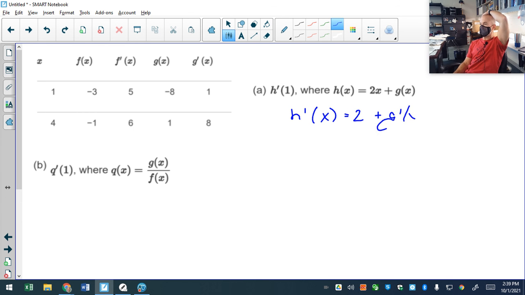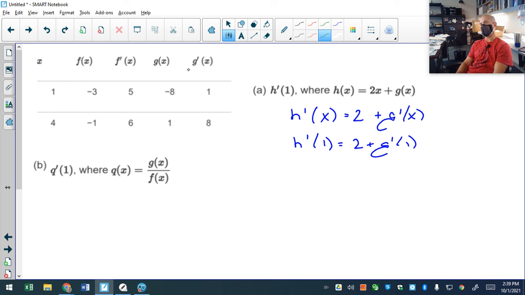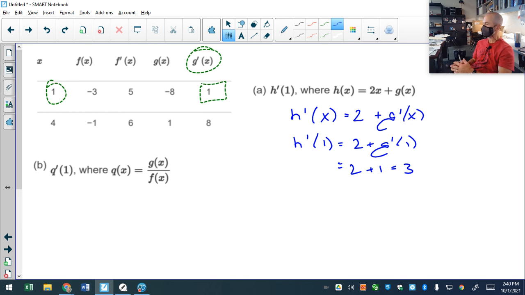Since we don't know what g is, the best we can do is just symbolically say its derivative is g prime. And then it asks for h prime of 1, which means now that I have a formula for h prime, I need to plug 1 into all the x's. 2 is just 2. What is g prime of 1? It is 1. We're just going up here to the table. Here's g prime, here's 1, and they intersect at a value of 1. So g prime of 1 is 1. So we get 2 plus 1, which is 3. We good?